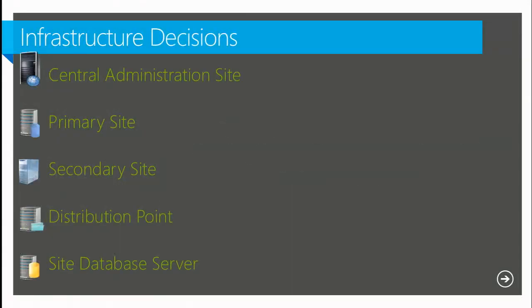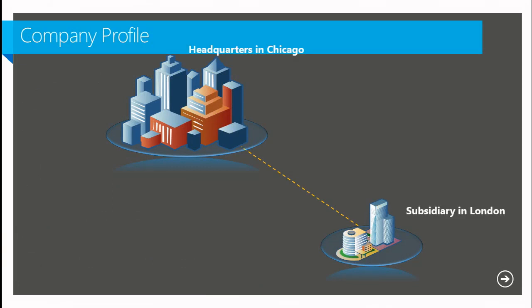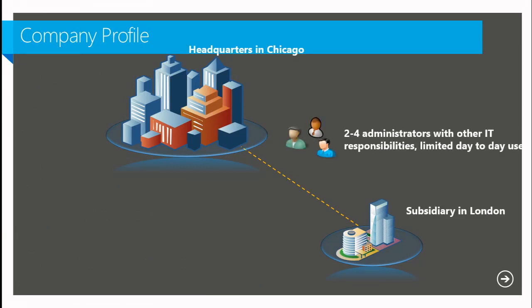So just a quick little legend. It's going to be at the bottom of each of the slides. Some of you also, I wanted to point out when you make decisions to throw out your roles and your site servers. And for the next few slides, just to give you a quick little company profile, we've got a subsidiary in London with your headquarters in Chicago, a customer profile that has 2 to 4 administrators with 125,000 clients.